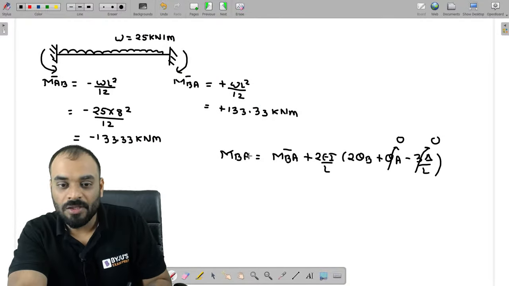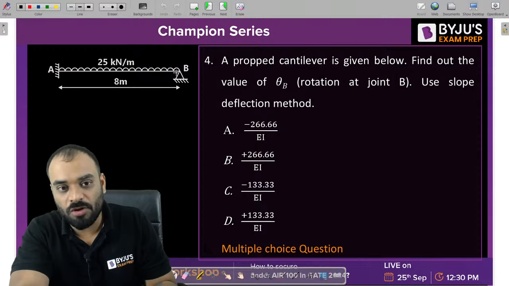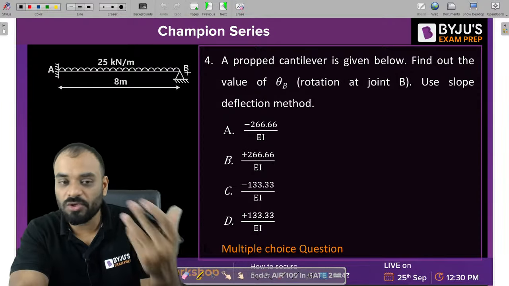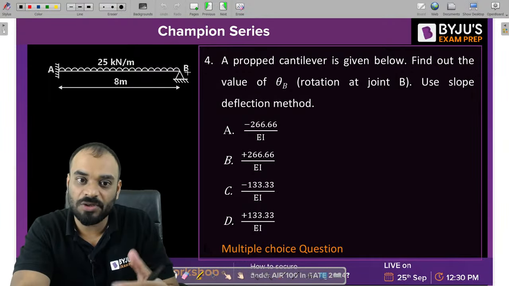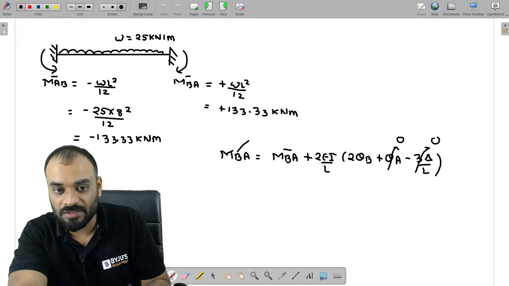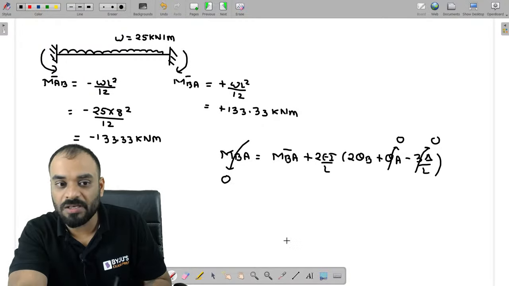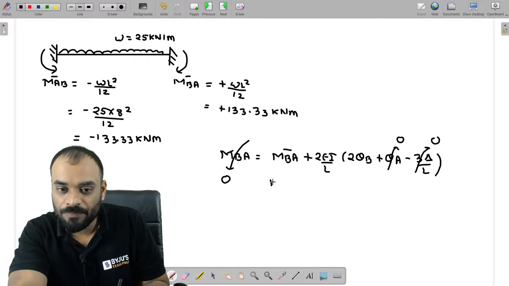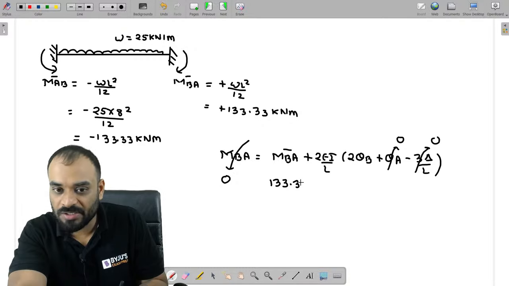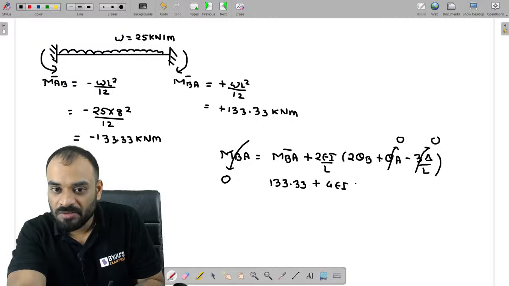Now what about the overall moment? Overall moment at joint B is equal to 0. Why? Because this particular support is a hinge support. That is the reason you need to make this value 0 again. Now what is the value of MBA? MBA is equal to plus 133.33 plus 4EI into theta B divided by L. L is 8, and it should be equal to 0.